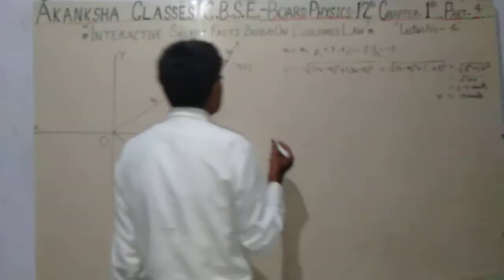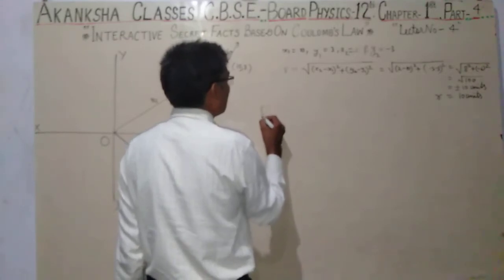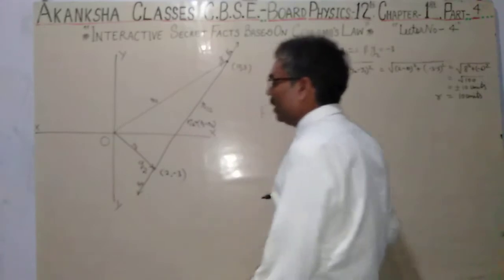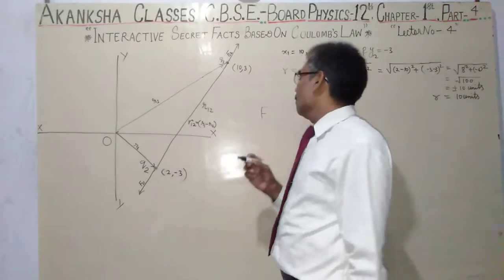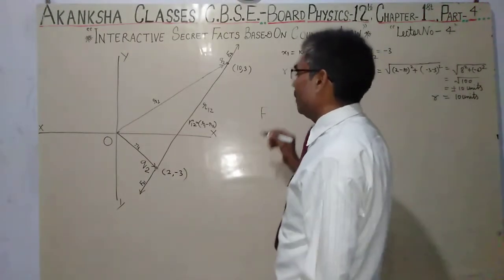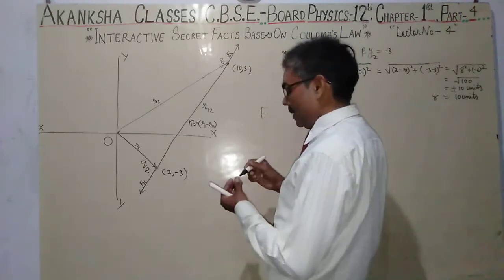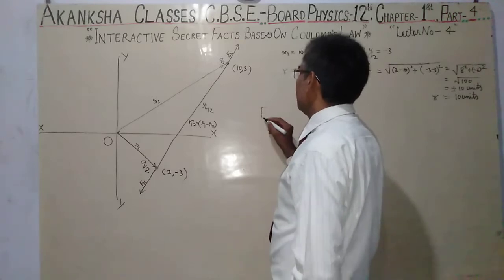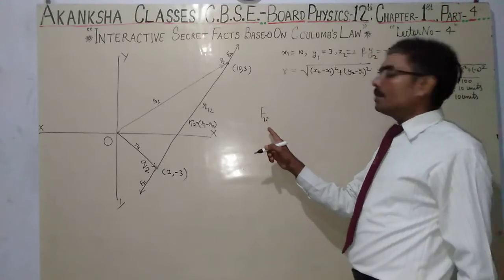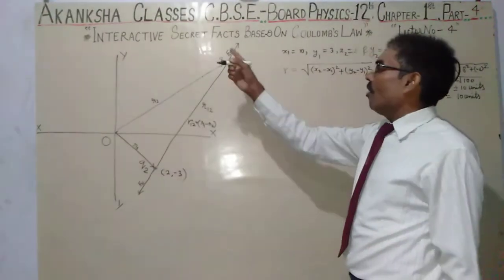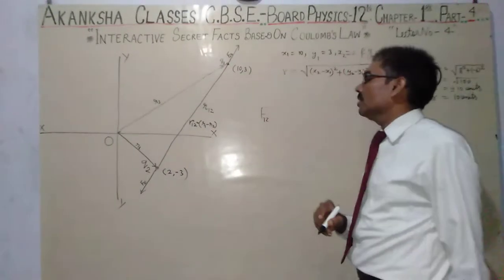Let's try to find the electrostatic force exerted by charge 2 and applied on charge 1. What would be its magnitude? We are trying to find this. Charge on 1, this means the receiver is 1 and the sender is 2. This is the force exerted by charge 2 on charge 1. Sender is 2 and receiver is 1.